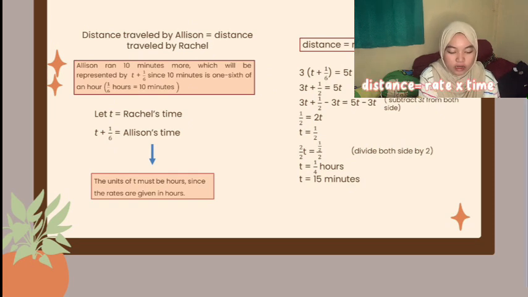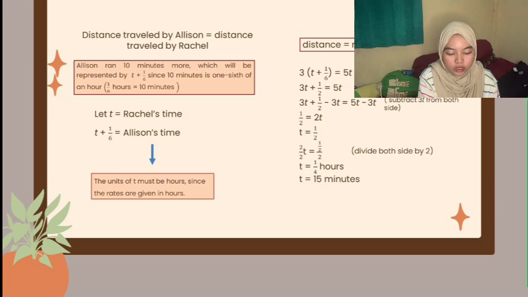Distance equals rate times time. 3 open bracket t plus 1 over 6 close bracket equals 5t. 3t plus 1 over 2 equals 5t. 3t plus 1 over 2 minus 3t equals 5t minus 3t. 1 over 2 equals 2t. t equals 1 over 2.